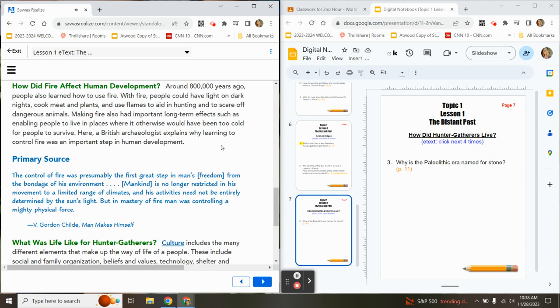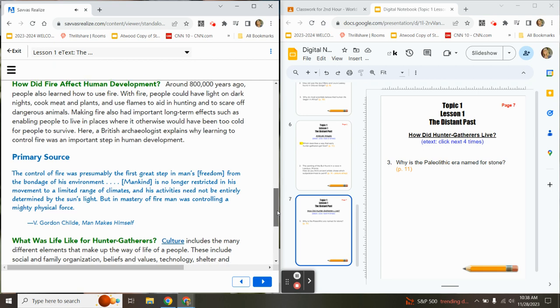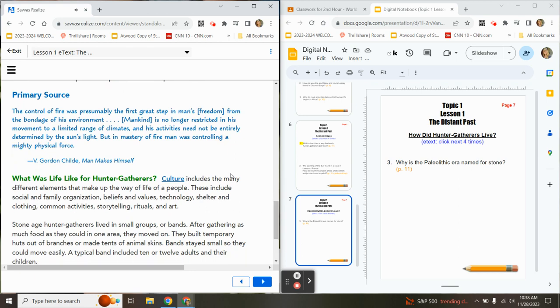Here, a British archaeologist explains why learning to control fire was an important step in human development. Primary source. The control of fire was presumably the first great step in man's freedom from the bondage of his environment. Mankind is no longer restricted in his movement to a limited range of climates, and his activities need not be entirely determined by the sun's light. But in mastery of fire, man was controlling a mighty physical force. V. Gordon Childe, Man Makes Himself.